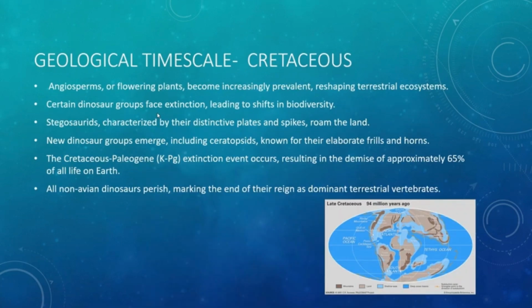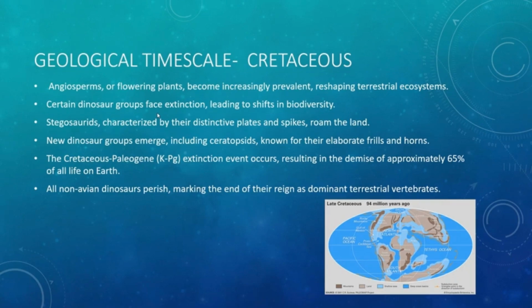The Cretaceous was when the angiosperms, or flowering plants, became increasingly prevalent, reshaping terrestrial ecosystems. Certain dinosaur groups faced extinction, leading to shifts in biodiversity. Stegosaurids, characterized by their distinctive plates and spikes, roamed the land. New dinosaur groups emerged, including ceratopsids, known for their elaborate frills and horns.